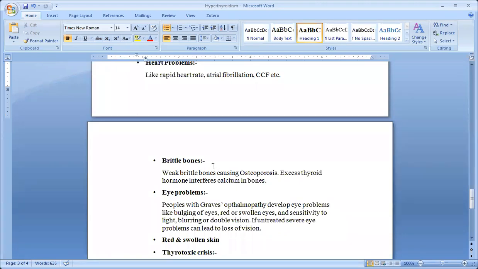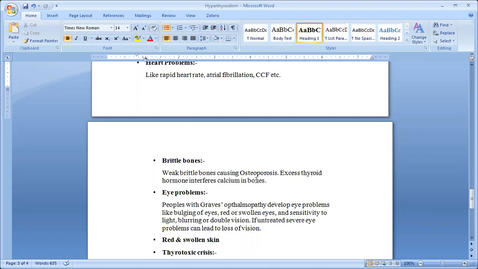Brittle bones. Why brittle bones? Brittle bones cause osteoporosis. Porosis. Okay, that is the brittle bone. Due to that osteoporosis, the bones will become weak. That is called osteoporosis. Why? Excess thyroid hormone interferes with calcium in the bones.